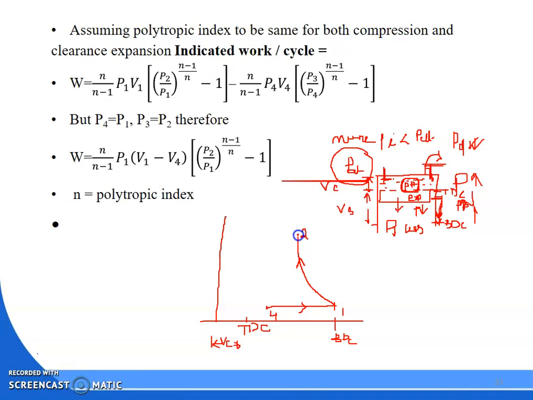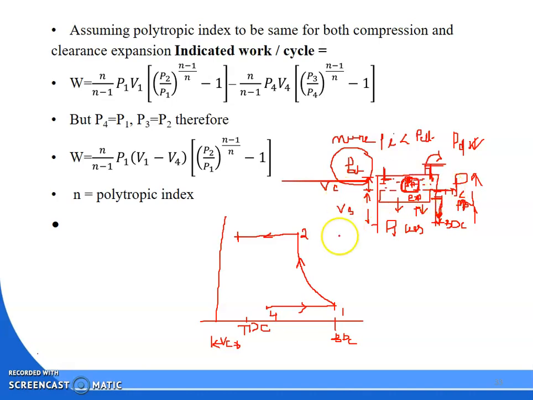At this point, air will start delivering. Air will be delivered up to what? Up to TDC, top dead center. When the piston reaches TDC, the stroke will be completed. So 1 to 2 is compression and delivery, and it happens when the piston moves from BDC to TDC. Yes or no? When the piston reaches exactly TDC, all the air is not delivered. Some of the air is left inside.